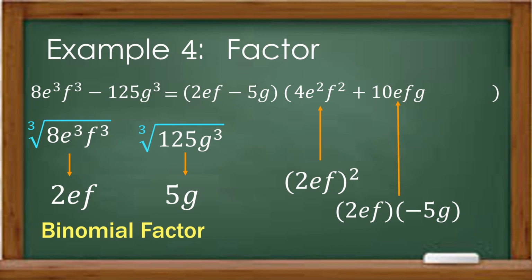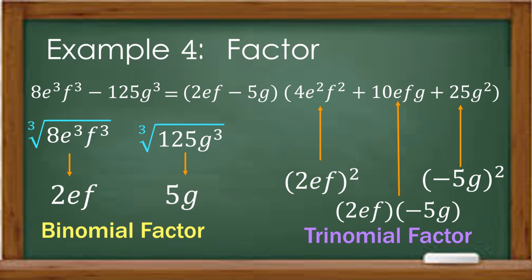And then square the last term of the binomial factor to get the last term of the trinomial factor, which is negative 5g quantity squared. So that is positive 25g squared. So that is now our trinomial factor. So therefore, the factors of 8e cubed f cubed minus 125g cubed are 2ef minus 5g times the quantity 4e squared f squared plus 10efg plus 25g squared.